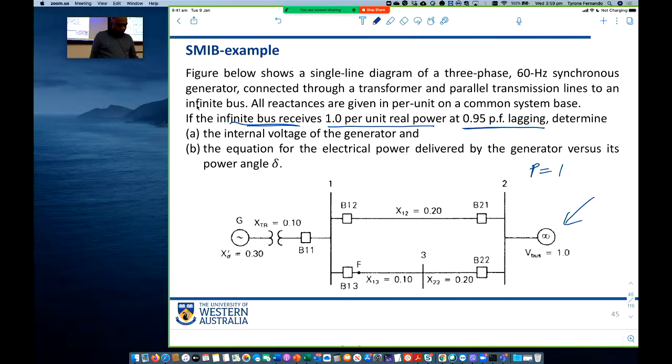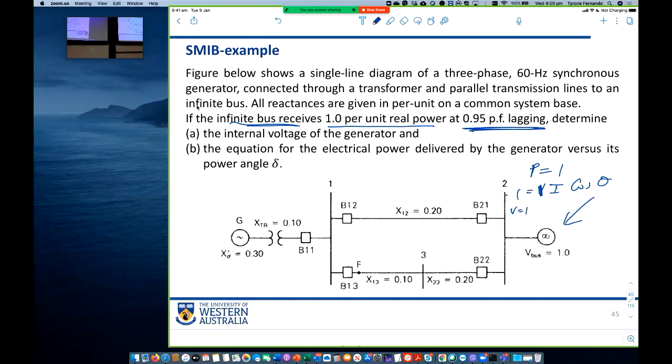The infinite bus voltage is 1 there. Power is V times I times cos theta, and that is equal to 1, with a lagging power factor. V is 1, so I'll put 1 there, and since I know the power factor cos theta is 0.95, I can calculate the current. The angle of the current has to be negative because it's a lagging power factor: current lags the voltage. So I can determine the current based on that statement. Then we need to determine the internal voltage of the generator.